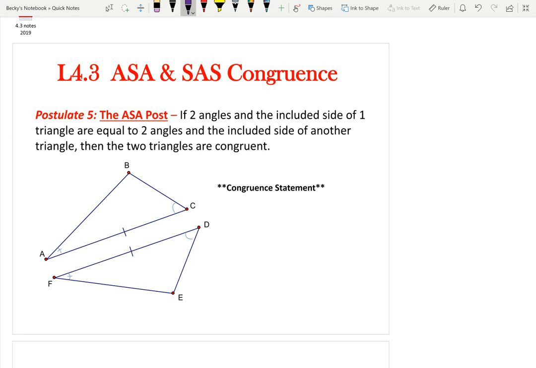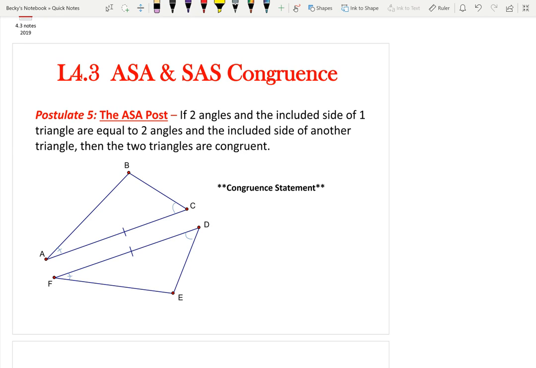Now, the first one is called postulate 5. For sake of ease, I never call it postulate 5. I just call it the ASA postulate or just ASA. And what it says is, it's quite wordy, but I'll explain it to you. If 2 angles and the included side of one triangle are equal to the 2 angles and the included side of the other triangle, then the 2 triangles are congruent.